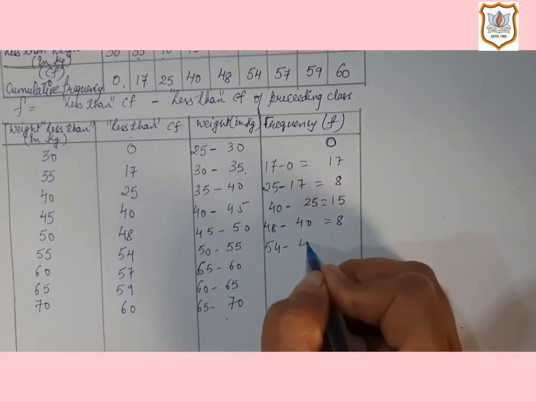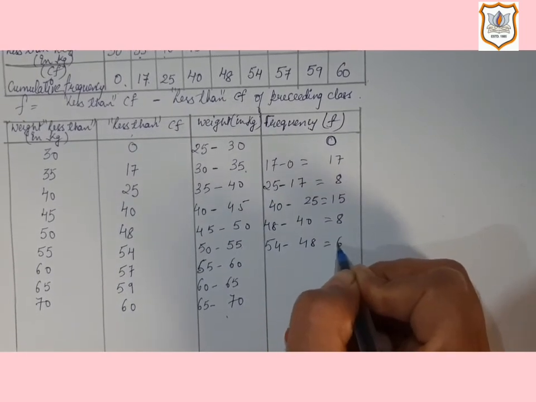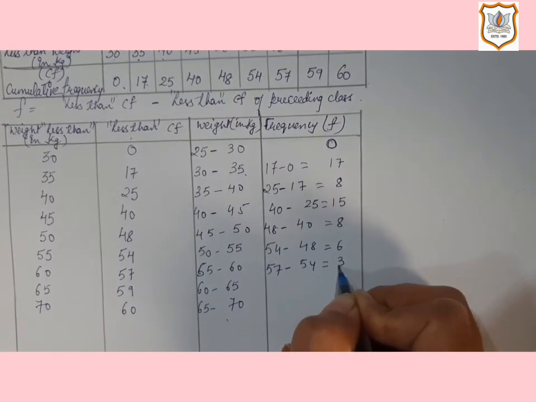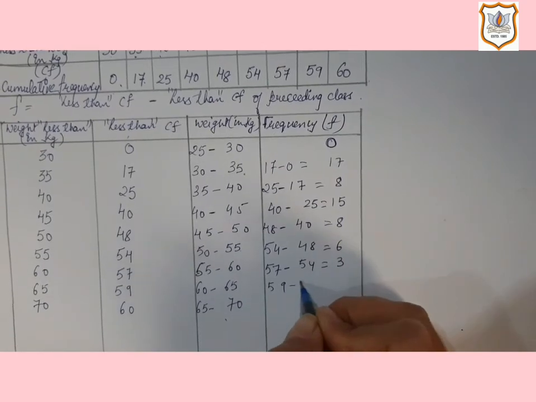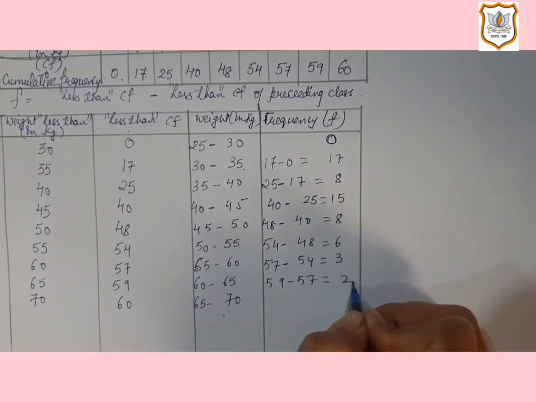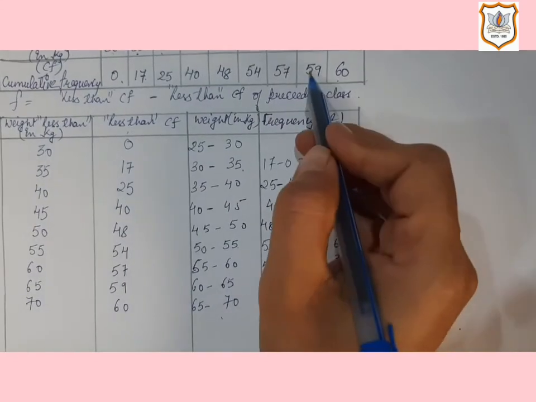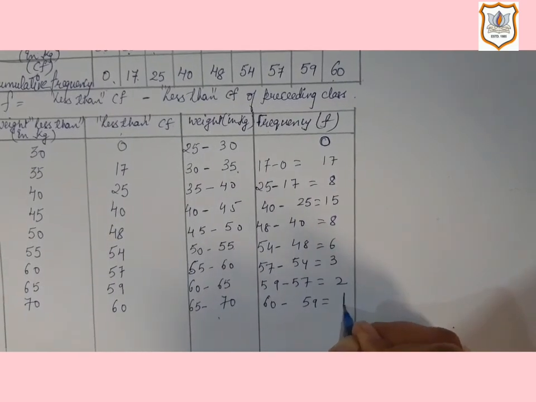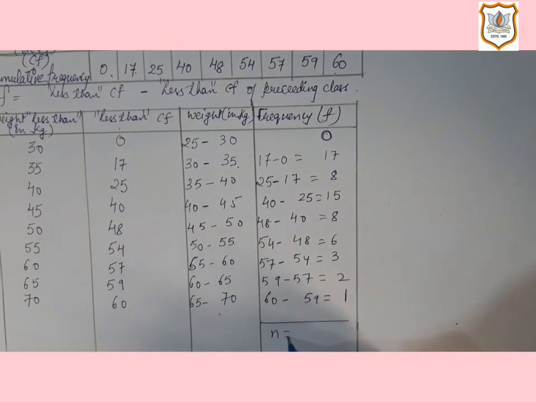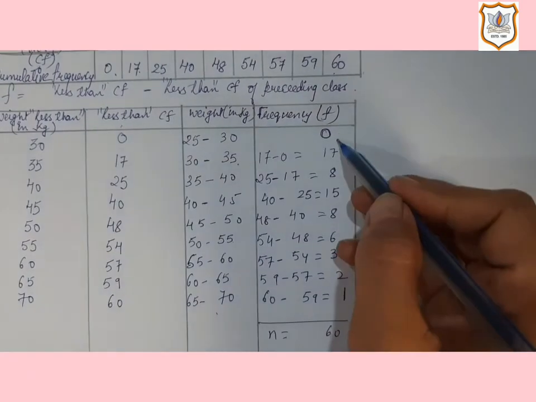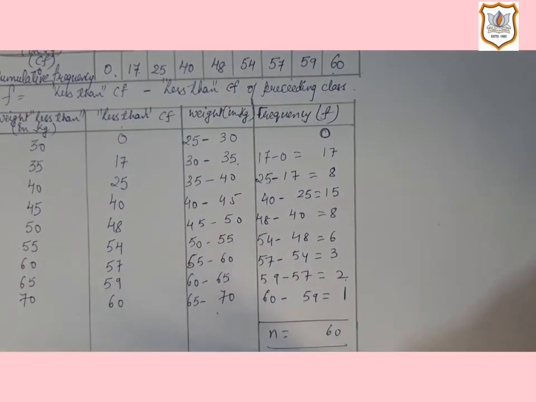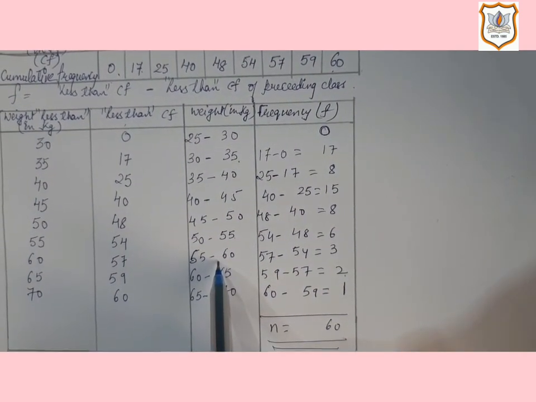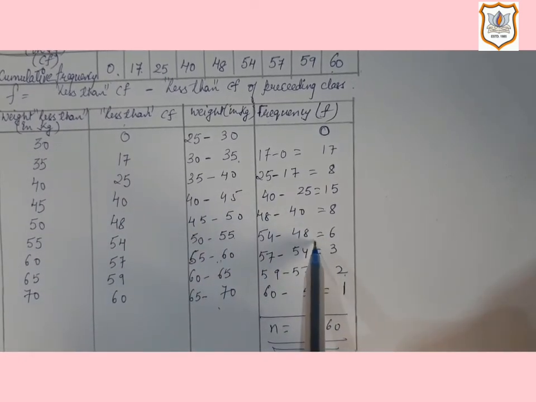54 minus 48, that gives you 6. After that 57 minus 54, that gives you 3. 59 minus 57 is 2. Last, 60 minus 59, that gives you 1. So if you total all these numbers, the total frequency is 60. So in this way, we have obtained exclusive classes and frequency.